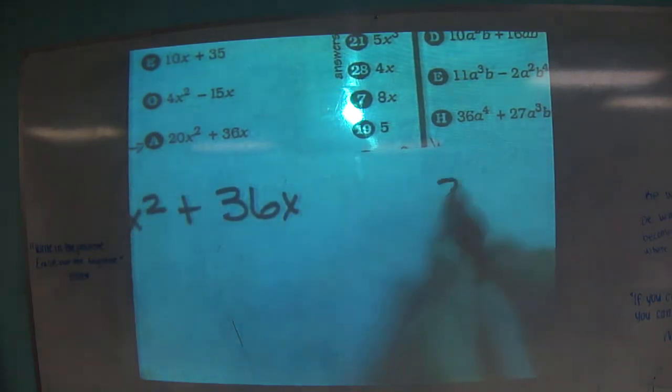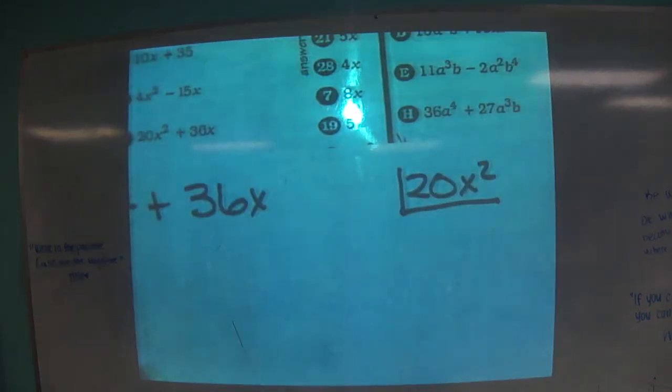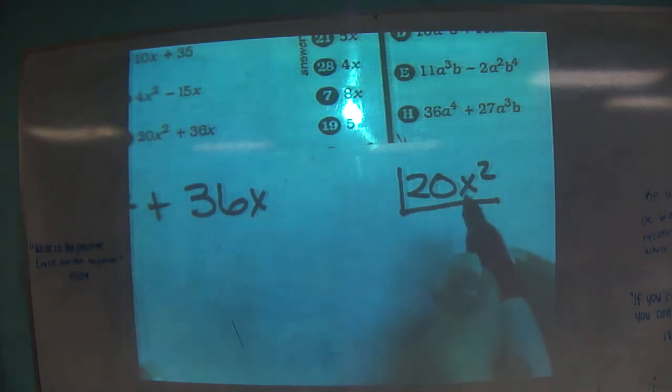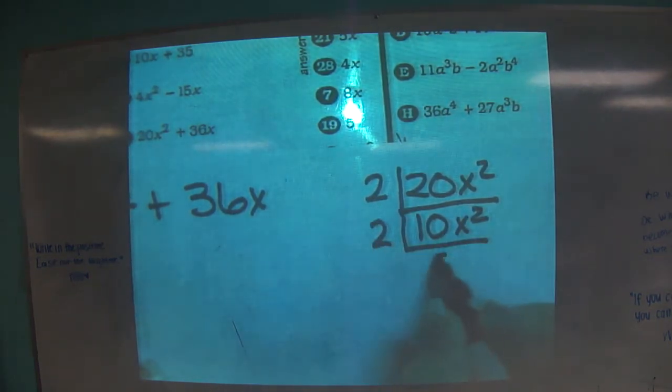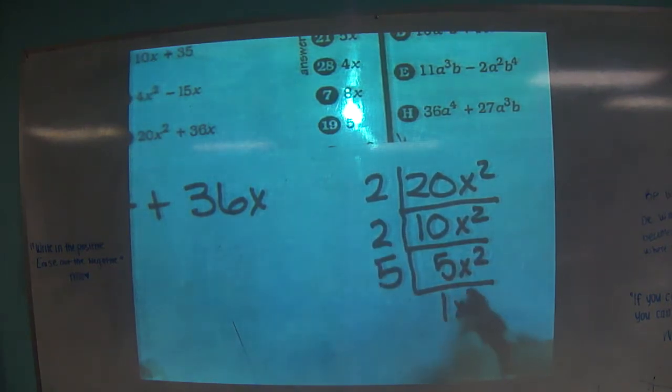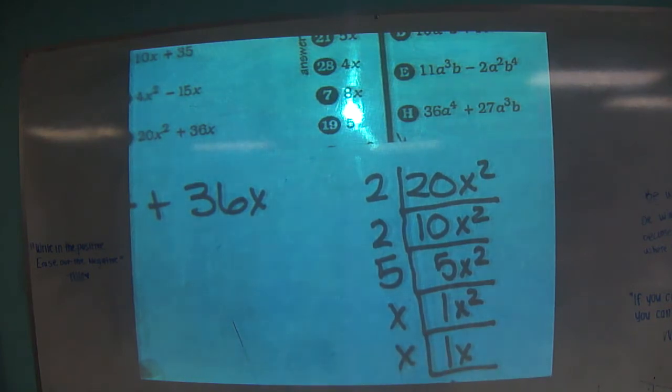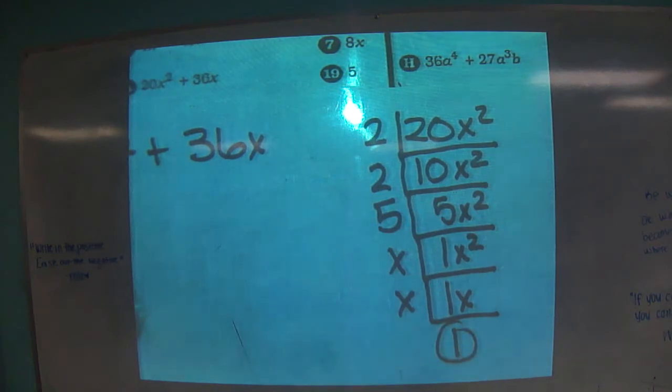So if I look at 20x squared, I put a half box around it like this, and then I look at the number. Does 2 go into 20? Yeah, so 2 goes in 10 times, and I still have an x squared left over. 10's even, so 2 goes in again. I have 5x squared. 5 goes in there 1 time, and I still have an x squared. I have an x. 1x is left. I have another x, and there's a 1. I have fully factored the number when I have a 1 at the bottom. So I don't use the trees, because you have a tendency to lose leaves.